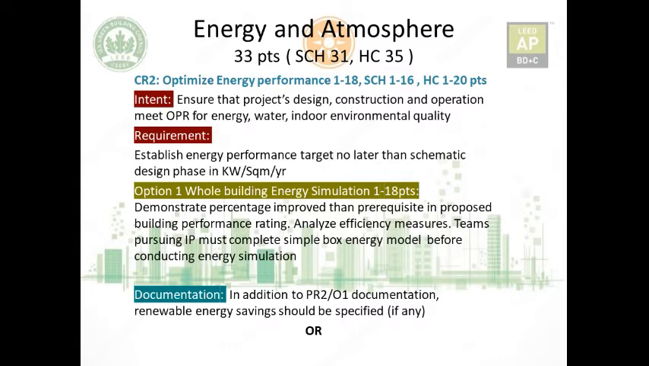The requirement is to establish an energy performance target no later than the schematic design phase in kilowatt-hours per square meter per year. Now we'll see how to fulfill it. The first one is whole building energy simulation, which can give you 1 to 18 points. It's the same, that you have to show the percentage improvement over the prerequisite. The prerequisite was to start with 5% when it comes to new construction, for major renovation 3%, and for core and shell 2%. So you have to analyze the efficiency measures.